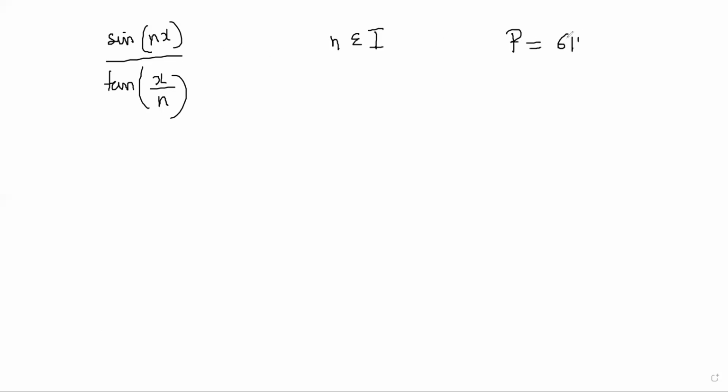The question is: the period of sin(nx) by tan(x by n), where n is an integer, is 6 pi. He has said n belongs to integers, and the period is 6 pi. Okay, the period is given as 6 pi, then what is n? That is what we need to find, right?